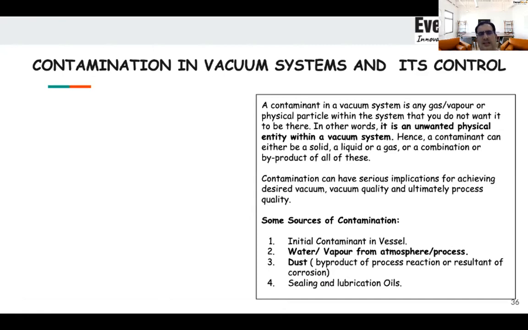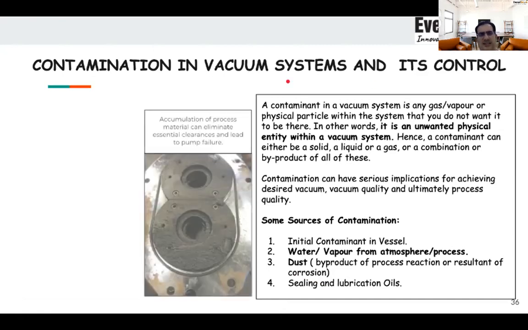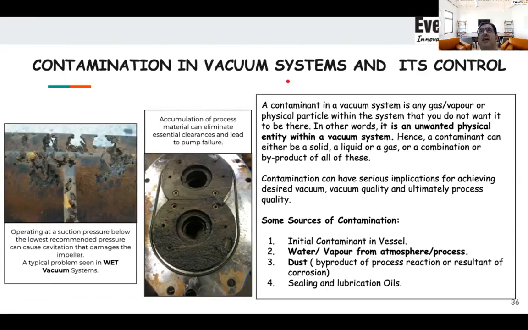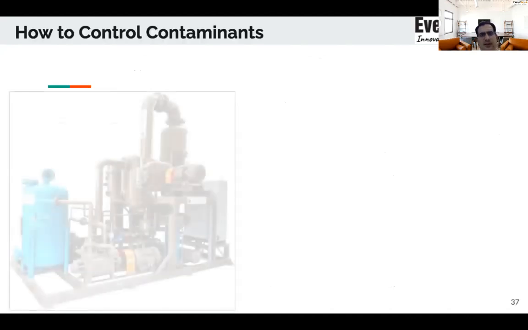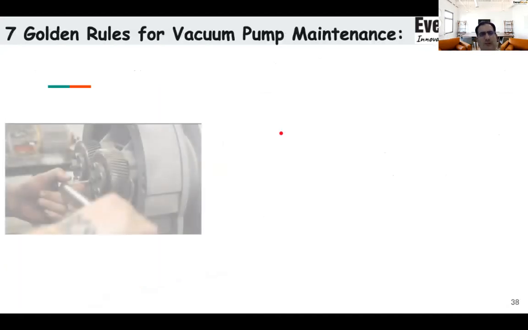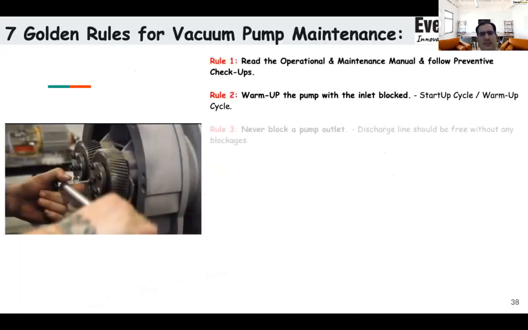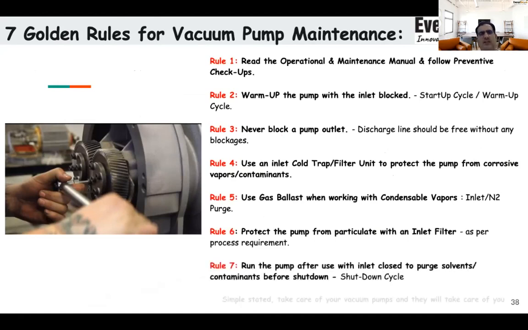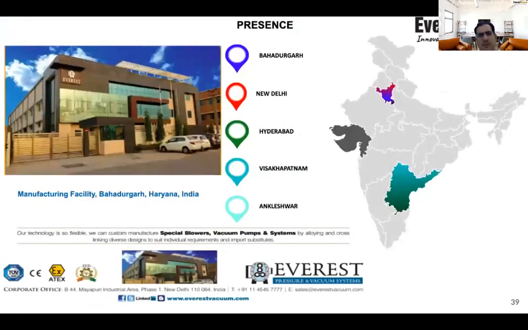Okay, so this is contamination in vacuum systems. These are some of the contaminants. If we have time on that day, probably I'll try to reduce some slides in between, then we'll cover this topic. Otherwise, we'll share it with the people. We have already covered these topics. So contamination and 7 golden rules for vacuum pump maintenance. These are the topics, and then we open up for Q&A. So that's going to be the flow.